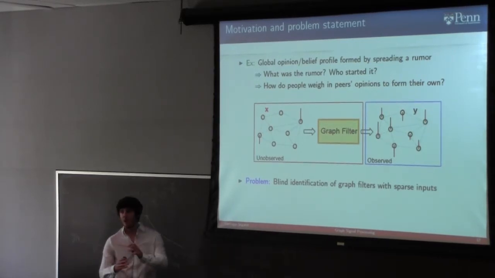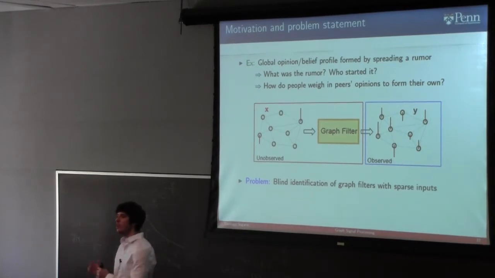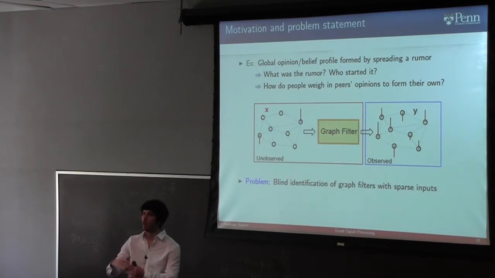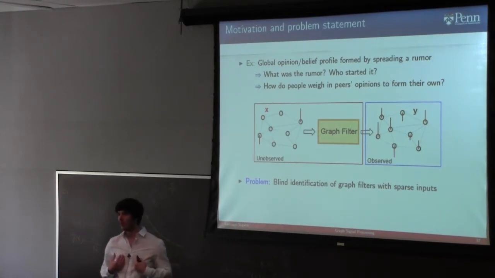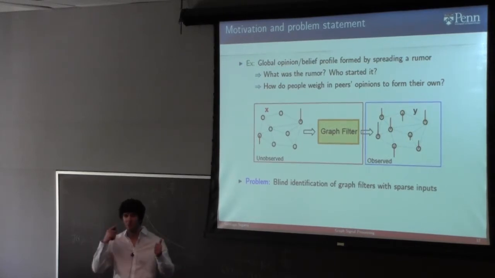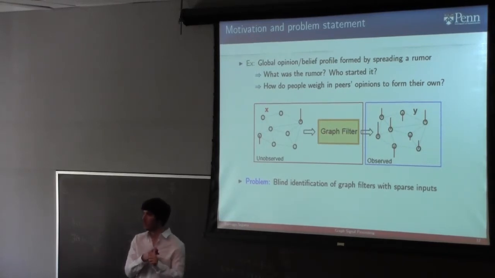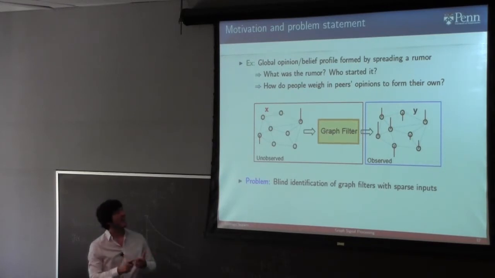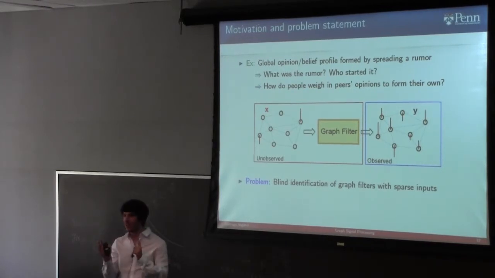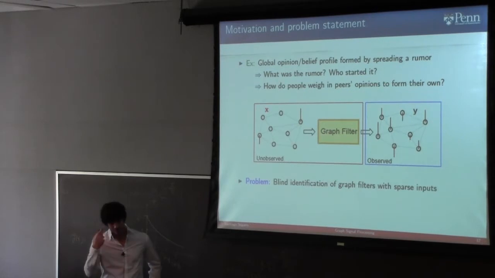Okay, say that you have a global opinion, so you have a social network, you observe a global opinion, you say, okay, this opinion was generated from a rumor or a pair of rumors. I just observed the opinion at the time point, but I would like to know what was the rumor. That would be the values of X, this analogy I'm trying to draw here. Who started it? That would be the support of X. So that would be finding X, the values and the support. And how do people weigh what they hear to form their own opinion? That would be the coefficients of the graph filter. Okay? So that would be more or less the picture to have in mind.